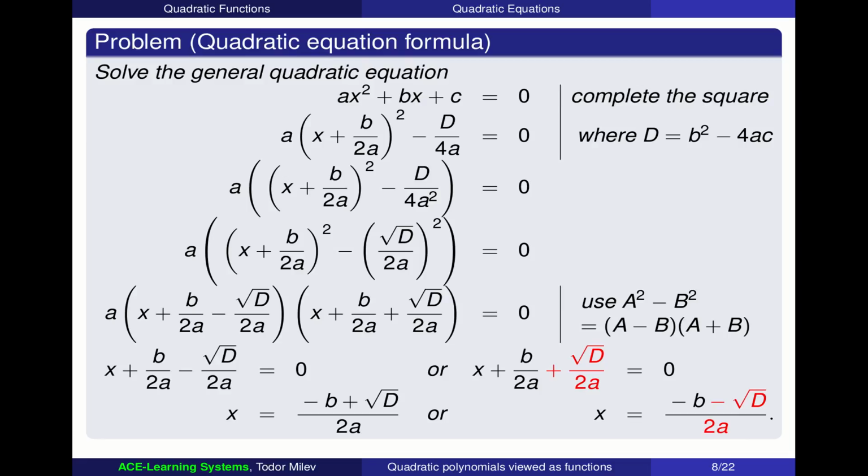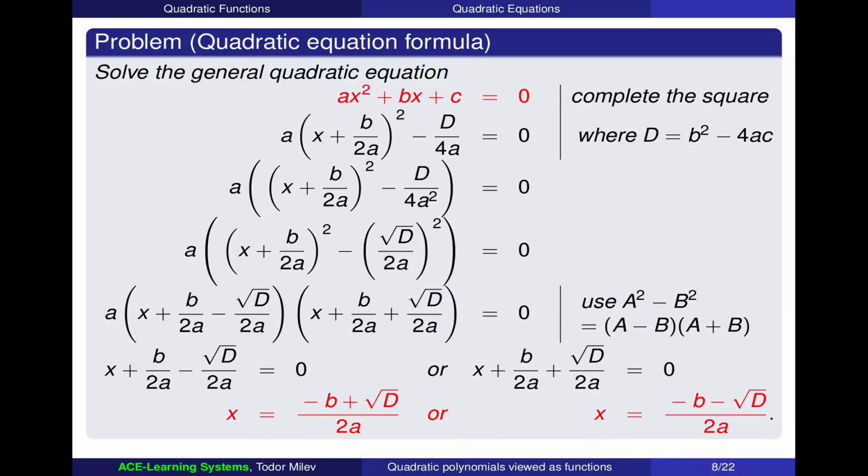So x equals minus b plus radical of d over 2a, or x equals minus b minus radical of d over 2a. Our solution is complete. So let's recap. We started with a general quadratic equation ax squared plus bx plus c equals 0, and we got our two solutions. x equals minus b plus radical of d over 2a, or x equals minus b minus radical of d over 2a.